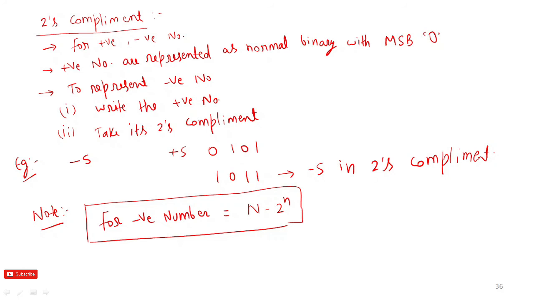Okay, so what does it mean? For a negative number, N minus 2 to the power n. Let's see. For example, if a number is given to you in 2's complement method, something like 1 0 0 1. Here, capital N equals its decimal equivalent. The decimal equivalent is 1 2 4 8, so 8 plus 1 is 9.